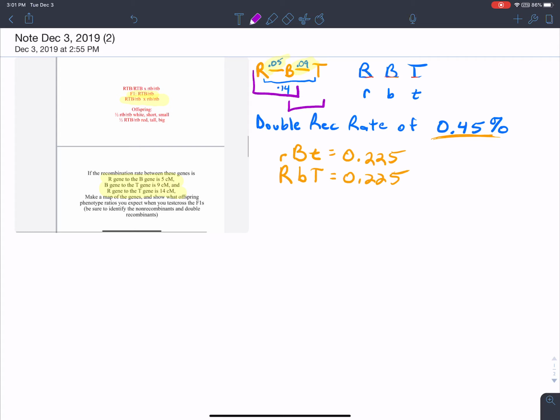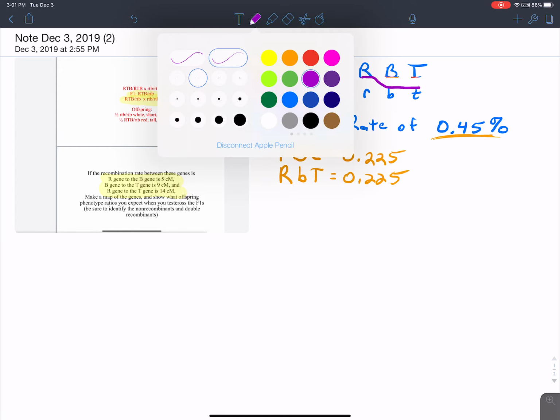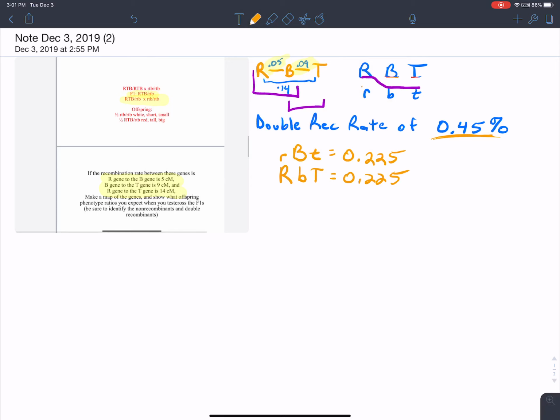So between R and B, you recombine 0.05, so you recombine 5%. But remember, when this one, so let's say we draw this, it goes there and then down, and then this one is going to go there and then up. So the total of those two together is going to be 5%. Each of the individual gametes separately is going to be half of 5%, so 2.5%.